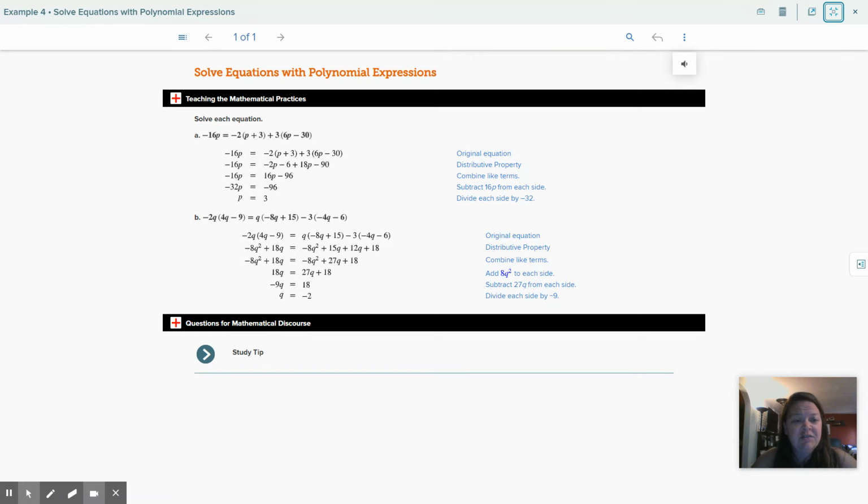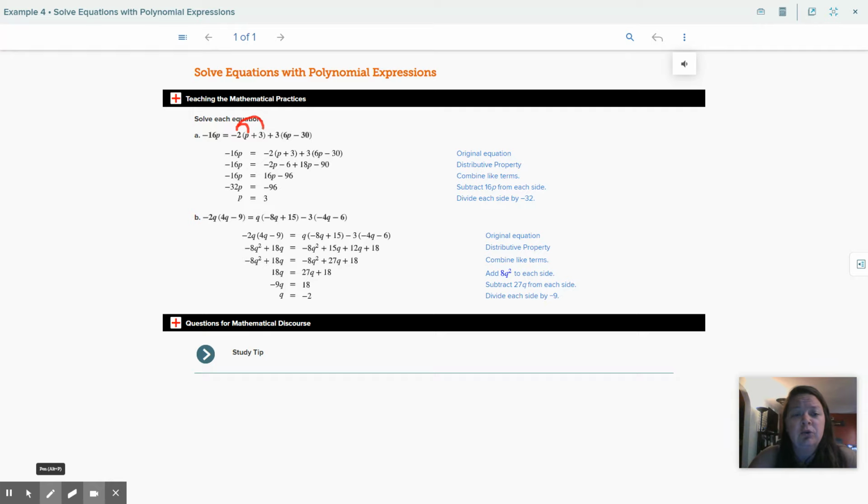We've got negative 16p equals negative 2 times the quantity p plus 3 times the quantity 6p minus 30. Now I know that sounds really confusing, so let's break that down into the steps we have to take. The first step is the distributive property. We want to get rid of those parentheses. So we're going to take the negative 2 and distribute it to everything inside those parentheses, just like we've been doing in all of our previous examples.